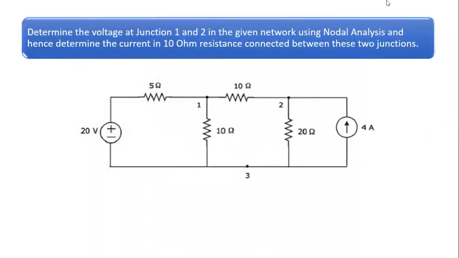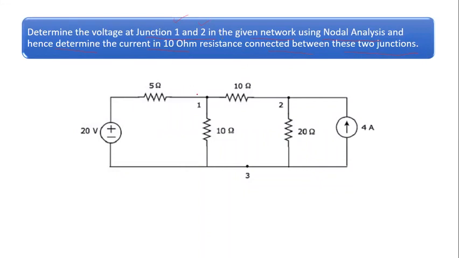So, now this is the numerical. In this numerical, we have been asked to find the voltage at junctions 1 and 2 in the given network using nodal analysis. And hence we have to determine the current also in the 10 ohm resistance which is connected between these two junctions, junction 1 and junction 2.